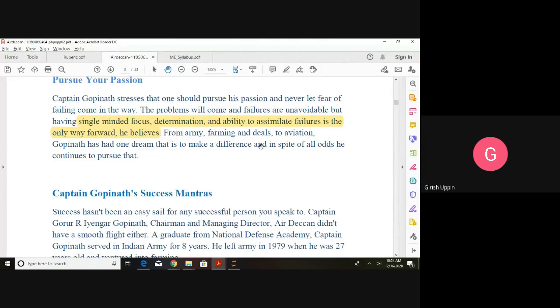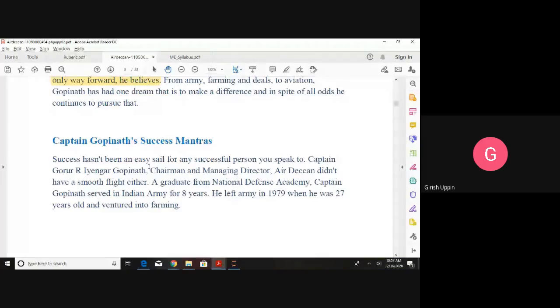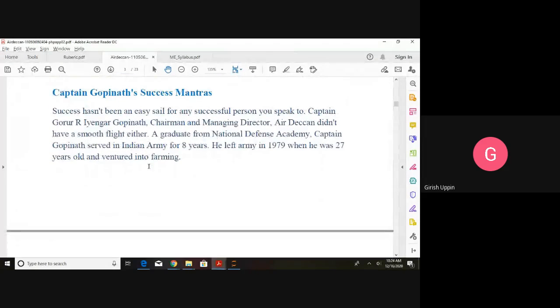So from army, farming, and deals to aviation, Gopinath had one dream, that is to make a difference, and in spite of all odds, he continues to pursue that. So, what are Gopinath's success mantras? Success hasn't been an easy sail for a successful person. Captain Gopinath didn't have a smooth flight earlier. When he started his company, it was not a smooth ride. He had to go through different challenges, and that is how he was able to succeed.